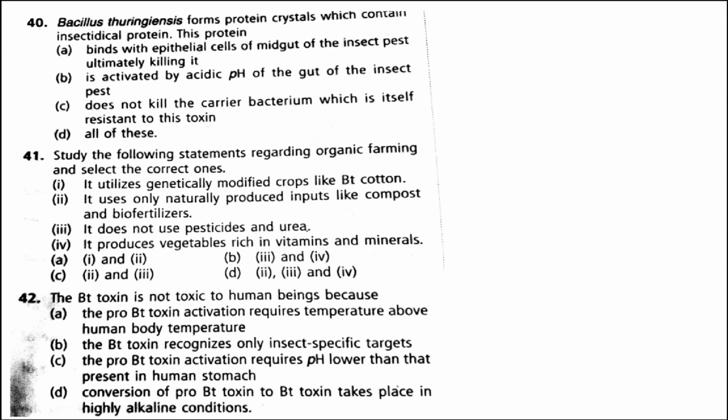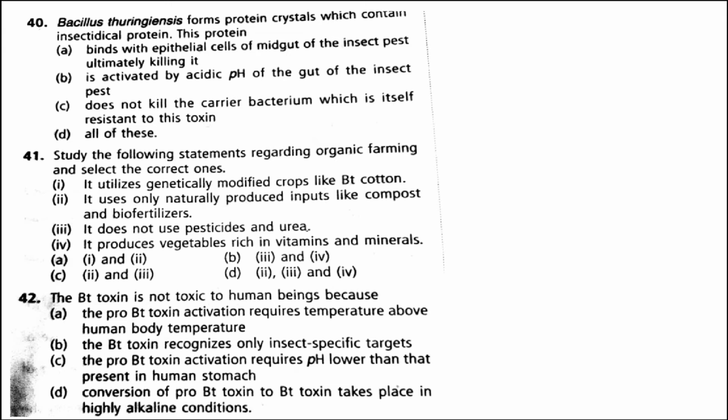Next, study the following statements regarding organic farming and select the correct ones. 1. It utilizes genetically modified crops like Bt cotton. 2. It uses only naturally produced inputs like compost and biofertilizer. 3. It does not use pesticides and urea. 4. It produces vegetables rich in vitamins and minerals. Here the answer will be option C, both 2 and 3.